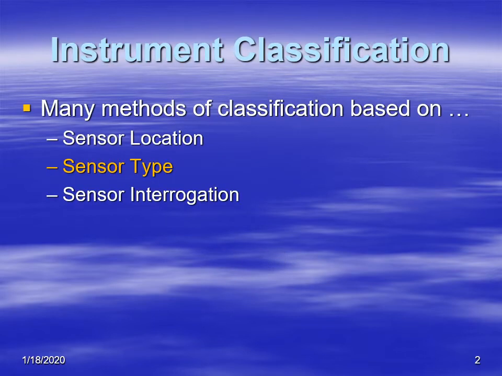In the last video, we talked about sensor location, where sensors are located: whether they're on movable or fixed platforms, whether they're in the laboratory or in the field, whether they're surrounded by the thing they're trying to measure, in situ or direct measurements, or indirect or remote measurements. Now, we're going to talk about sensor type.